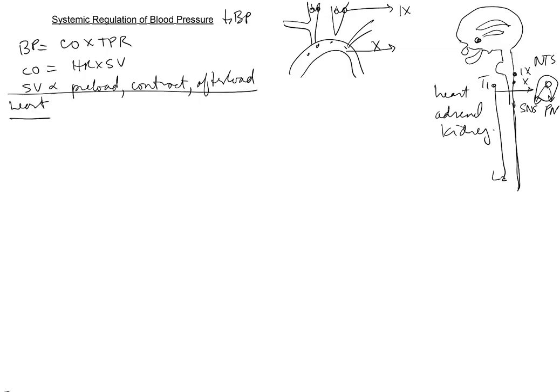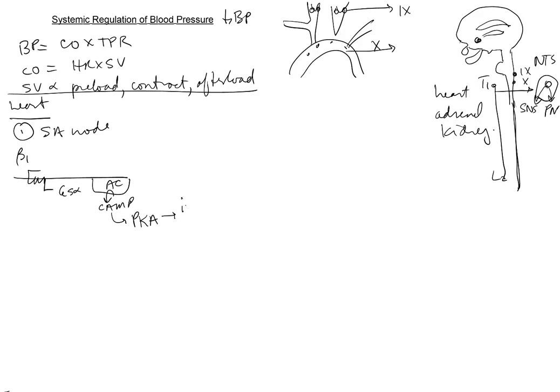In the heart is going to be the sinoatrial node. The signal at the cellular level is going to be to the B1 receptor, which is a G-coupled receptor, and it's a GS-alpha, which means that it's going to stimulate adenyl cyclase to make cyclic AMP, and cyclic AMP to protein kinase A. And protein kinase A is going to affect the ion channels of the conducting cell.